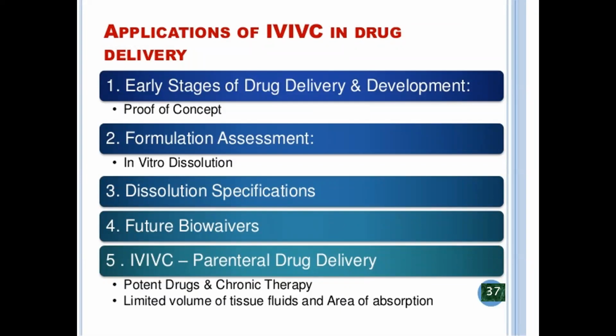Application of in vitro in vivo correlation in drug delivery. It is applicable for the early stage of drug delivery system development. The second is formulation assessment by the in vitro dissolution test and dissolution specification. Further, in vitro in vivo correlation for parenteral drug delivery systems can be used for potent drugs and chronic therapy, with limited volume of tissue fluid and area of absorption.